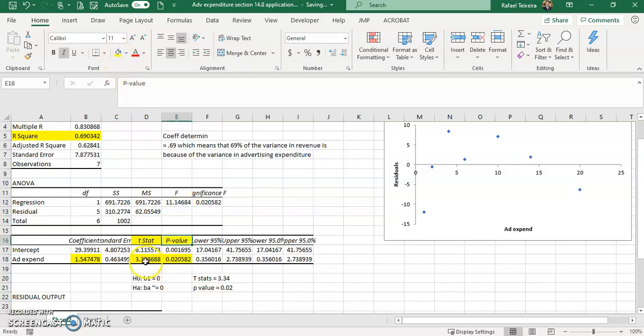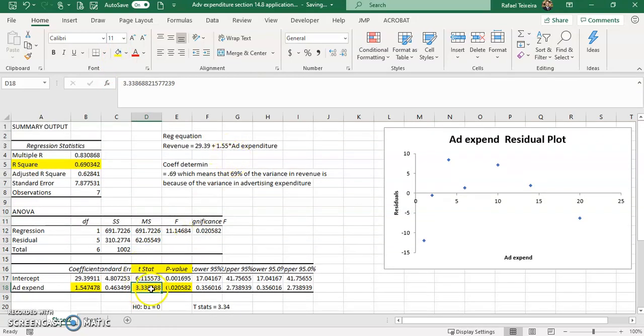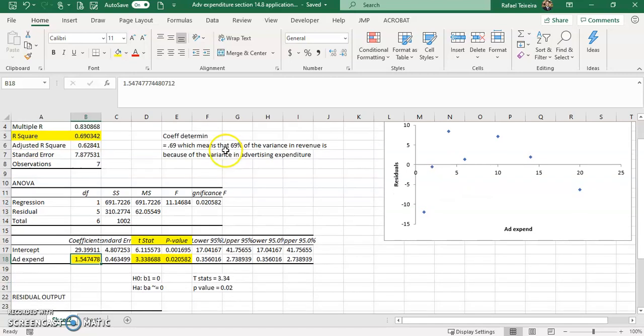So what we're doing, we're testing if this 3.33, this t-statistic, associated with this coefficient is linked with the advertising expenditure, and they make the connection with revenue. So is this coefficient significant? That's the test of significance.